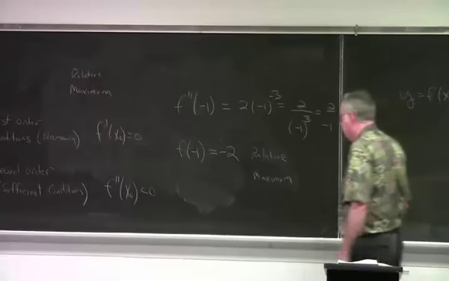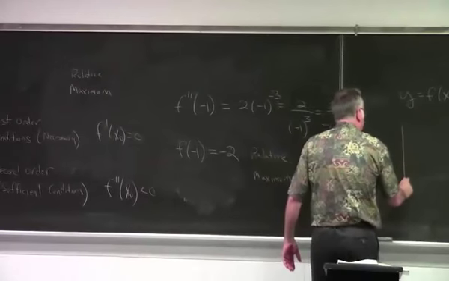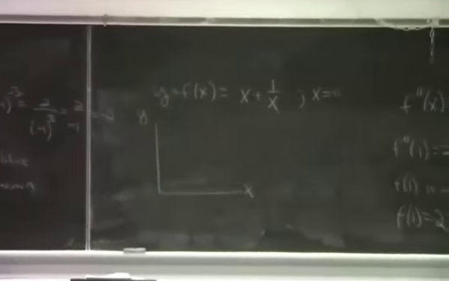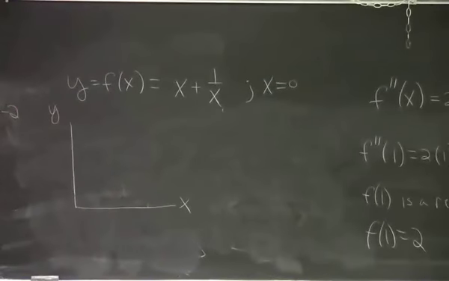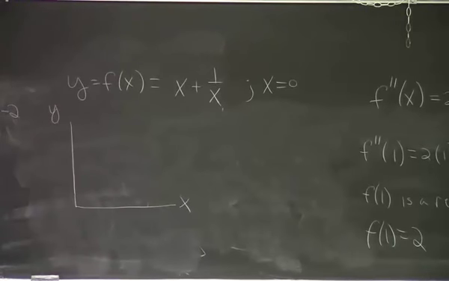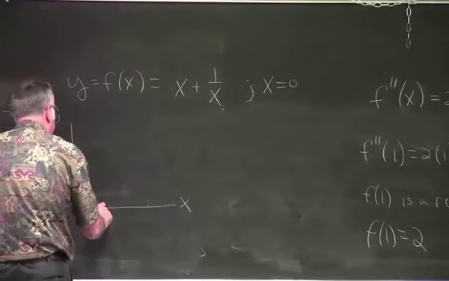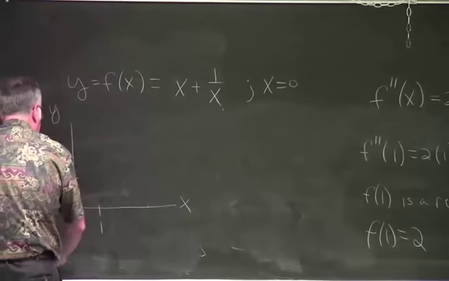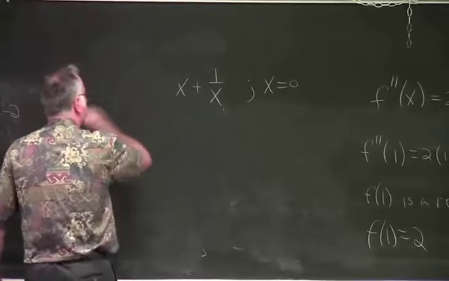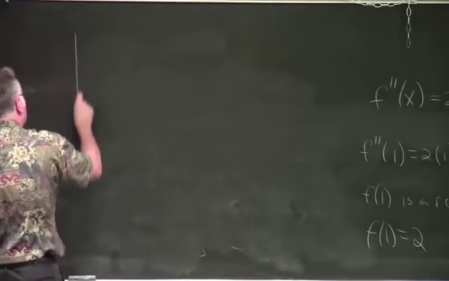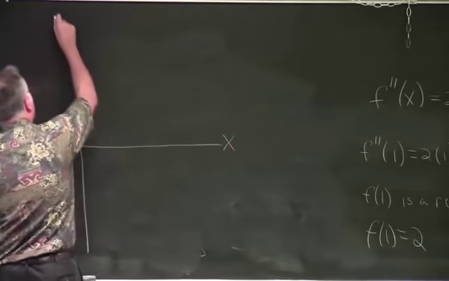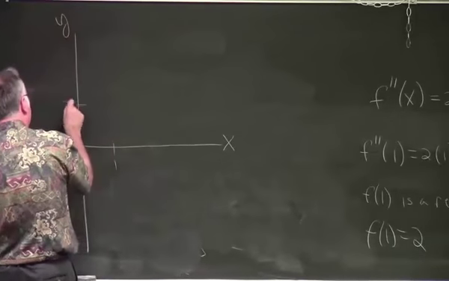Notice that at x equals 0, the function is undefined. Really, the function's discontinuous right there. But at x equals 1, we can find a value: f of 1 is equal to 2. So we have this value right here. Let me redraw this, I need more space, because I want to consider this other quadrant too. At x equals 1, y is equal to 2, so we're at this point right here.